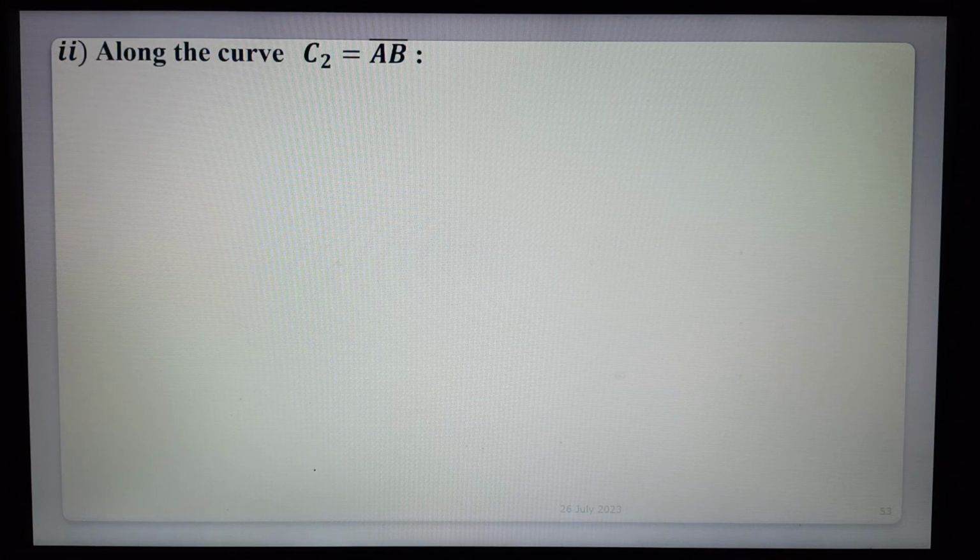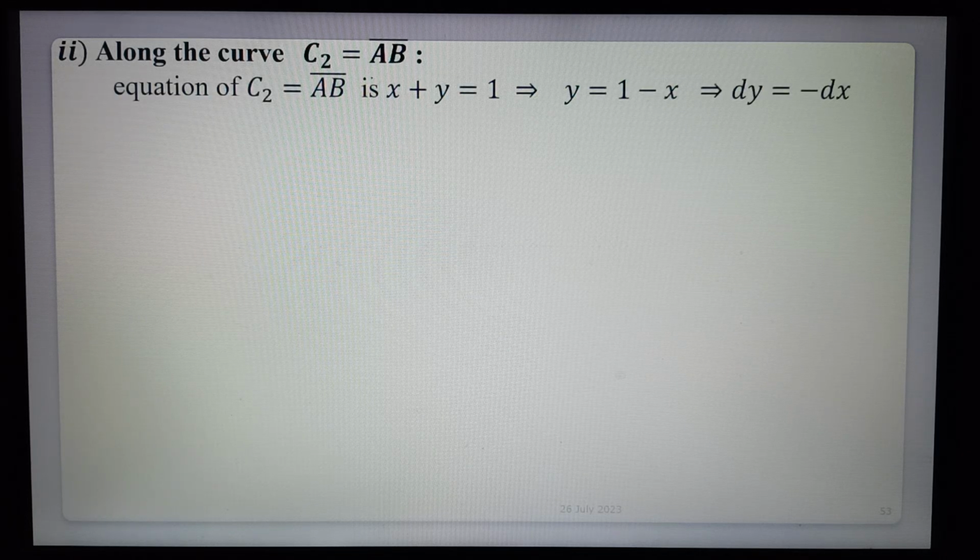Along the curve C2, AB: what is the AB line equation? The AB line equation is x plus y is equal to 1. Now substituting, y is eliminated and is replaced by 1 minus x, so dy is equal to minus dx. Now choosing x limits: from A (1,0) to B (0,1), so the x limits are 1 to 0.